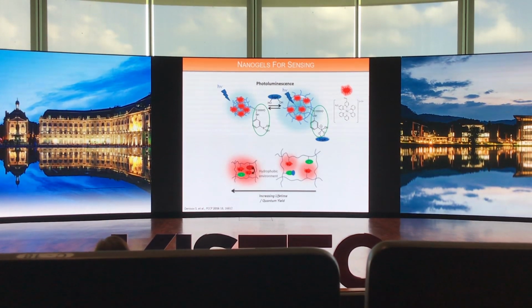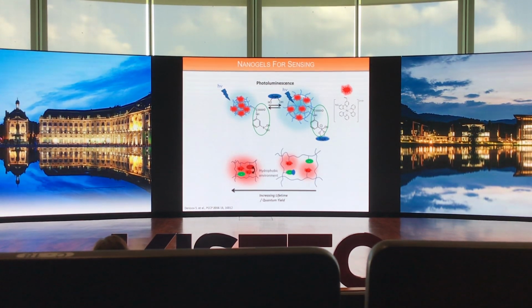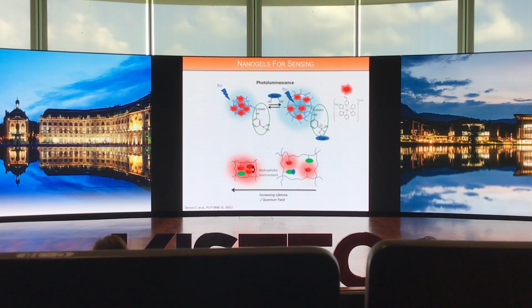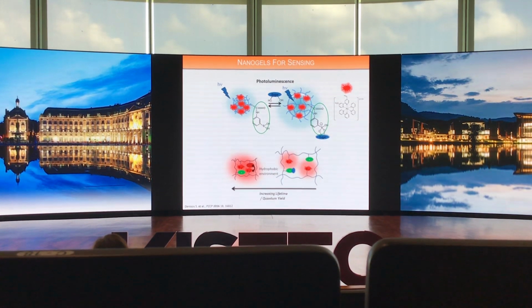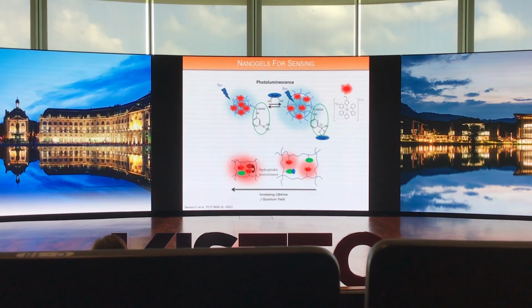And this is because when you change the swelling of the particles, you can change the distance between the fluorophores, and you can change the local environment of the fluorophore itself, and this can induce some change of the quantum yield and also of the lifetime. And here, we change the distance between the binding site of the boronic acid and the fluorophore, and this is responsible for this change.